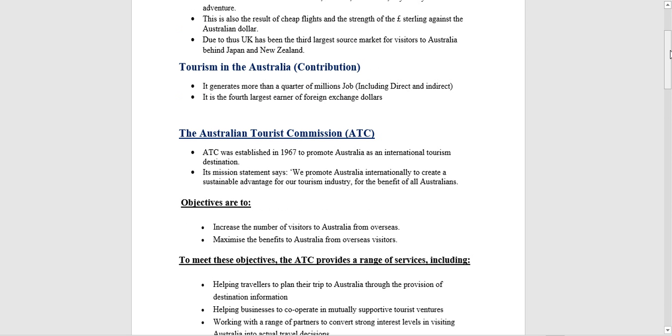Before continuing with the case study, I just want to explain to all of you that whatever context I am going to speak about in today's case, it will be totally related with the UK market. How the Australian Tourist Commission is attracting visitors from the UK market, what kind of marketing strategies and what kind of marketing mix they are using in order to attract visitors from the UK market. So in this case, we will discuss the strategies that the Australian Tourist Commission is using to attract the visitors from the UK. So this case will be totally based on the Australian market attracting UK visitors.